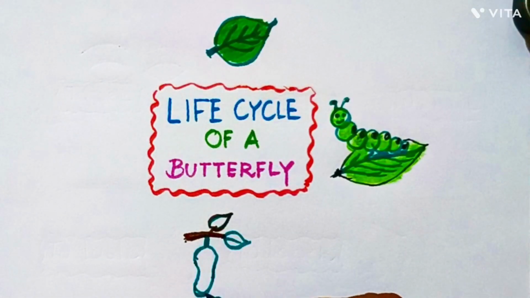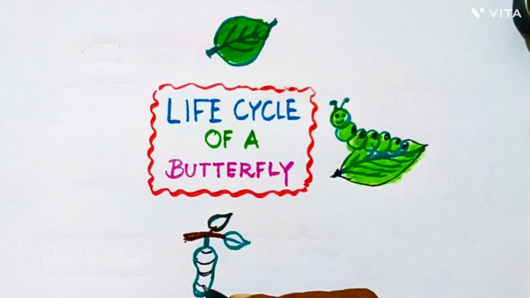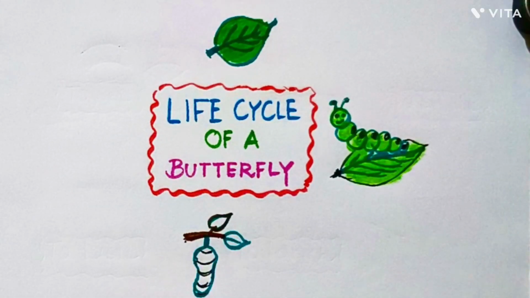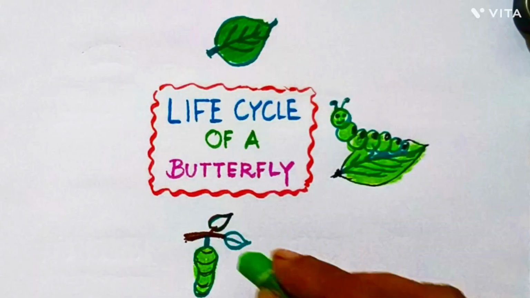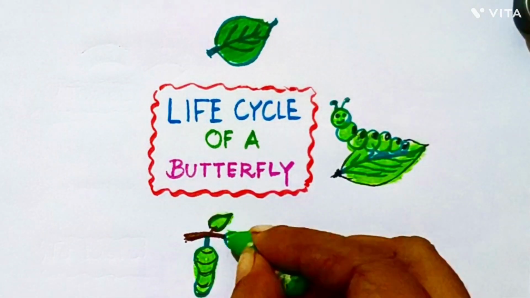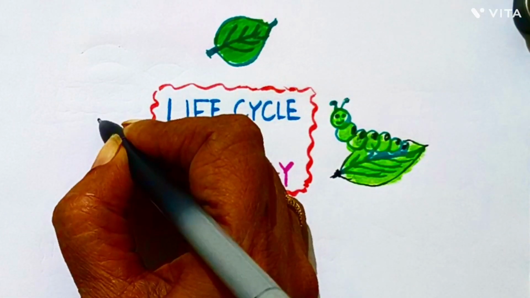Stage 4. Butterfly. Finally, a beautiful butterfly comes out. It spreads its wings, flies away, drinks nectar from flowers, and lays eggs again. The life cycle starts all over again.